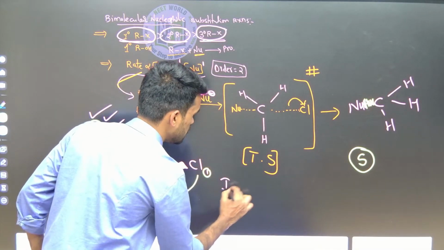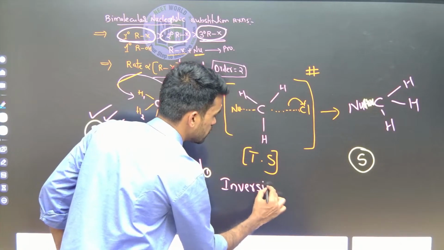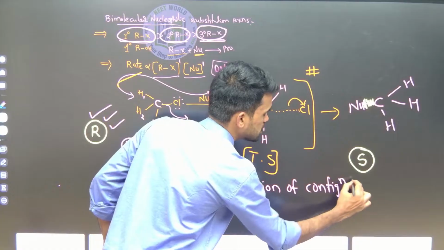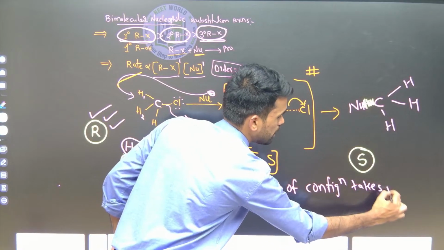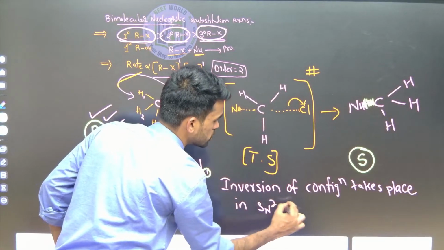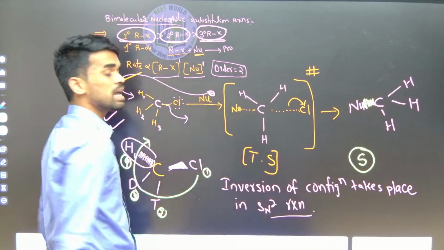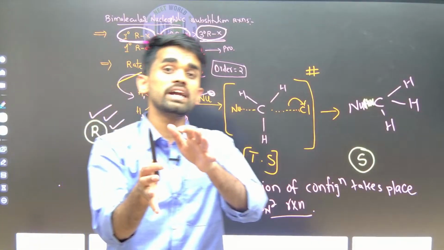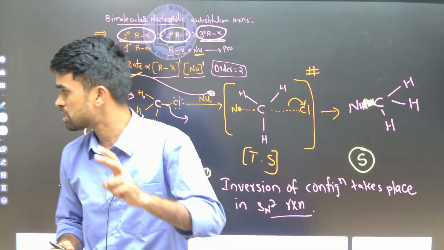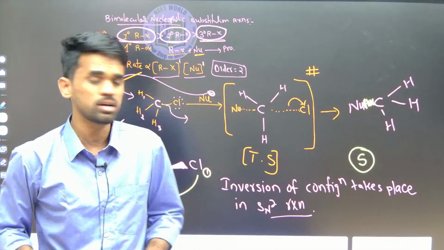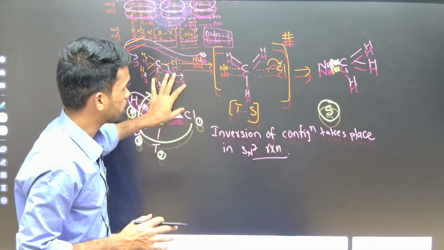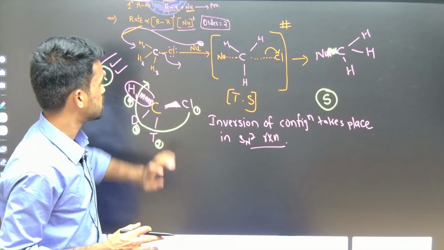What I am saying, inversion of configuration takes place in SN2 reaction, whereas in SN1 reaction, what I told you, racemization, like partial racemization, takes place. So these are the two important statements to be remembered for exam purposes, I mean for understanding the concept. Is this clear? Hope this discussion is clear.